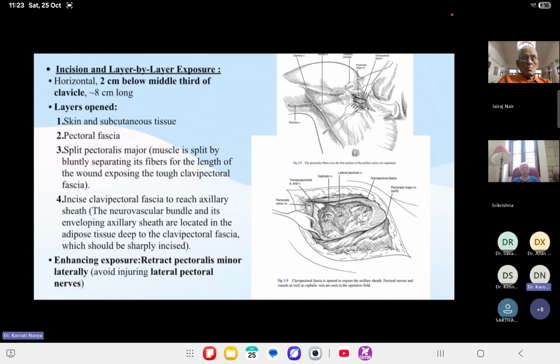Here you can see the incision made in the infraclavicular region. The pectoralis major muscle is dissected and retracted to show the clavipectoral fascia in the first picture. In the second picture, the dissection is carried further and the clavipectoral fascia is opened for the exposure of the vessels.